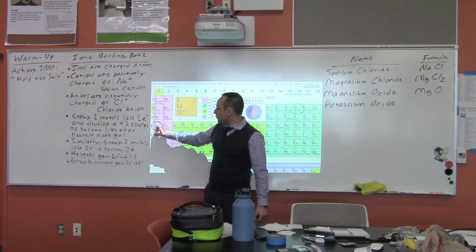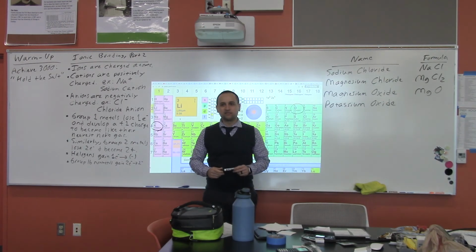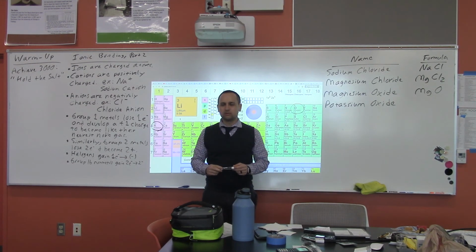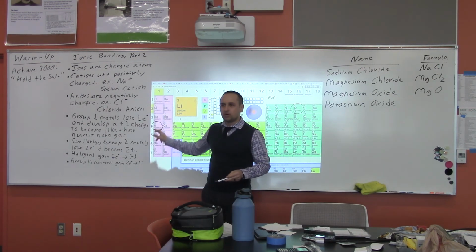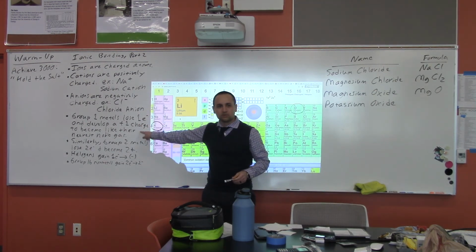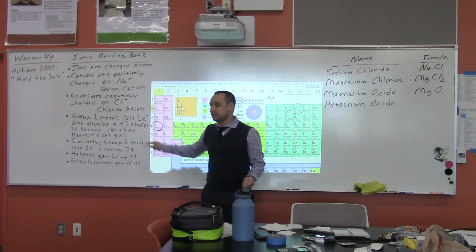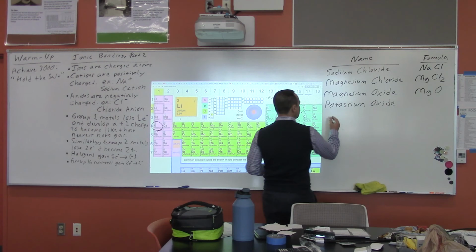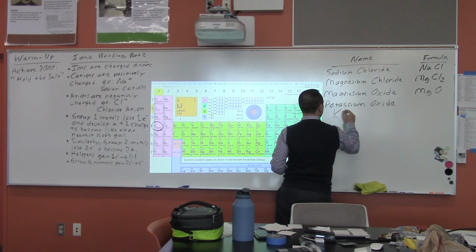Good. So what kind of charge do we think potassium is going to develop? What's it going to do? What do group 1 metals do? They become positive how many, Angel? 1. Positive 1, very good. Okay? So potassium is going to become potassium plus.